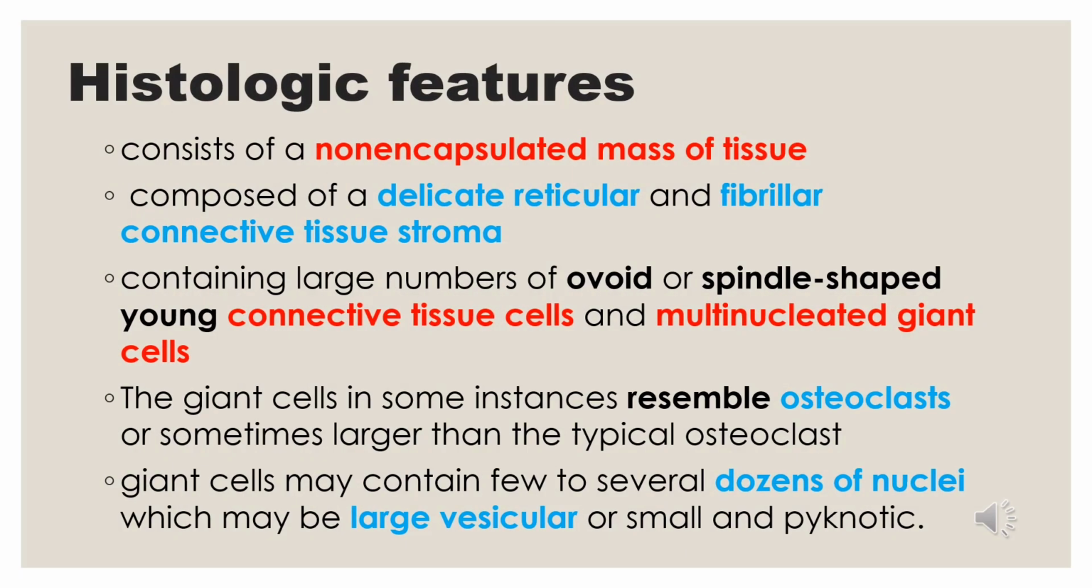Histologic features. Peripheral giant cell granuloma consists of a non-encapsulated mass of tissue. It is composed of a delicate reticular and fibrillary connective tissue stroma, containing large numbers of ovoid or spindle-shaped young connective tissue cells and multinucleate giant cells. The giant cells in some instances resemble osteoclasts or are sometimes larger than the typical osteoclast. Giant cells may contain few to several dozen nuclei, which may be large and vesicular or small and pyknotic.